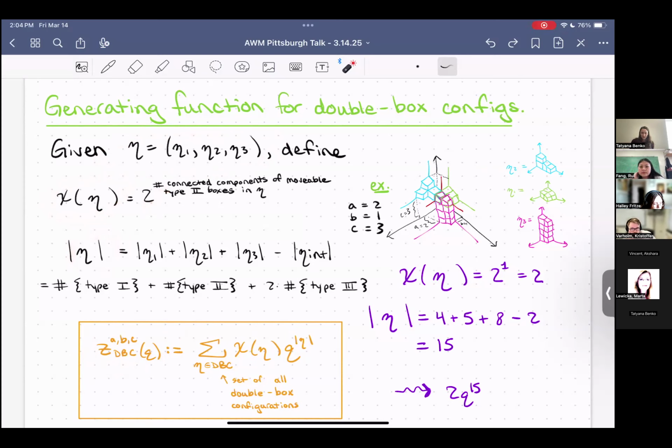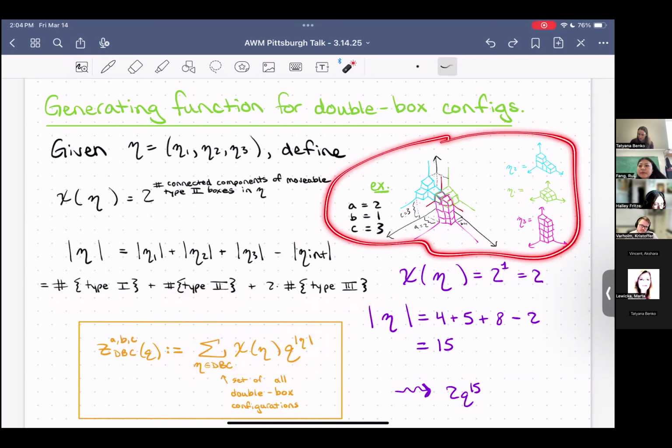And then the size of eta is going to be the sum of the size of all the plane partitions, which is just the number of boxes in each one, minus the size of the intersection space, so the number of boxes there. And so what this ends up counting is the number of type 1 boxes plus the number of type 2 boxes plus 2 times the number of type 3 boxes. And so this is what our generating function looks like. We're going to sum over all the double box configurations, weight by this chi of eta, and then times q to the size of eta.